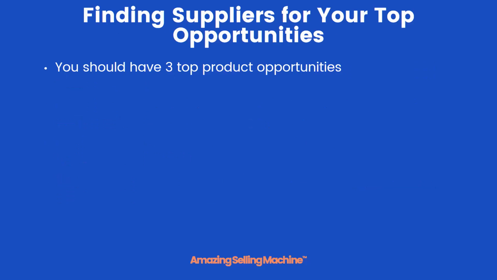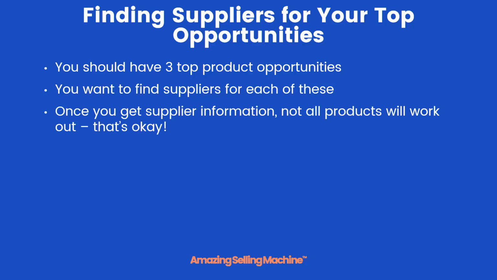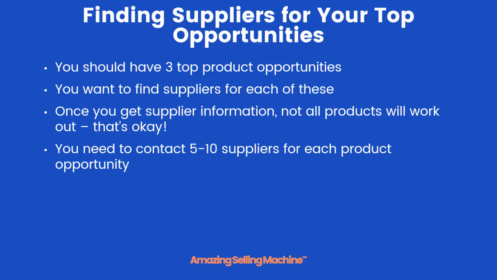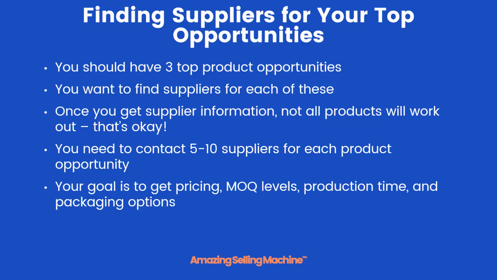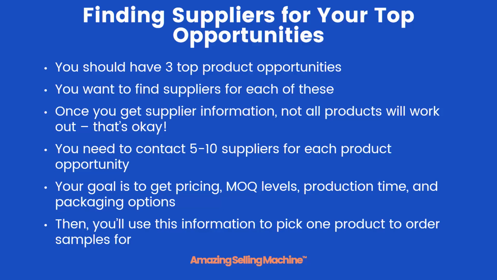to say it. By now, you should have narrowed down your product list to only 3 top product opportunities. You're going to want to find suppliers for each one of these. And once you get supplier information, not all your products will work out, and that's totally okay. You'll need then to contact 5 to 10 suppliers for each product opportunity. Your goal is to get pricing, MOQ levels or minimum order quantity, production time, and packaging options. Then we're going to use this information to pick one product and to finally order a sample for it.